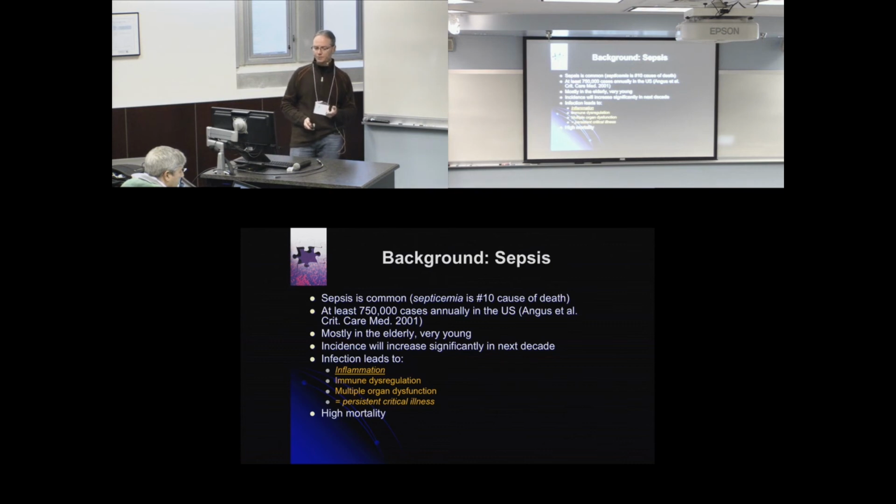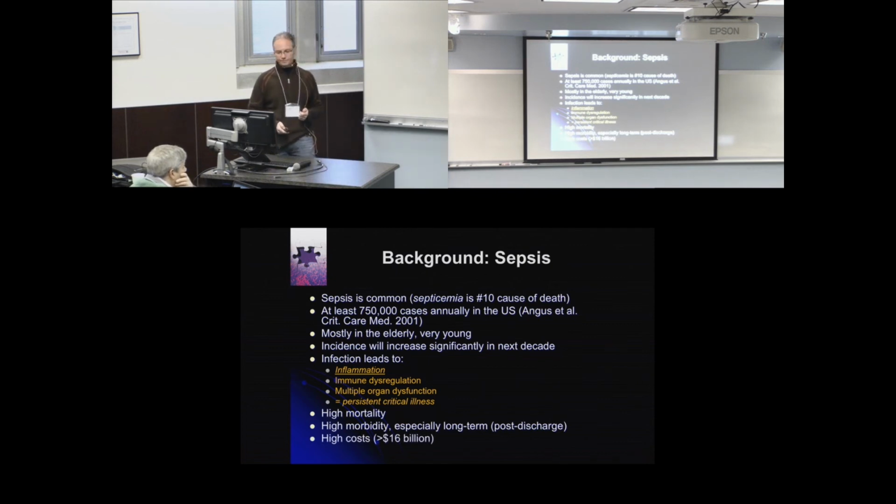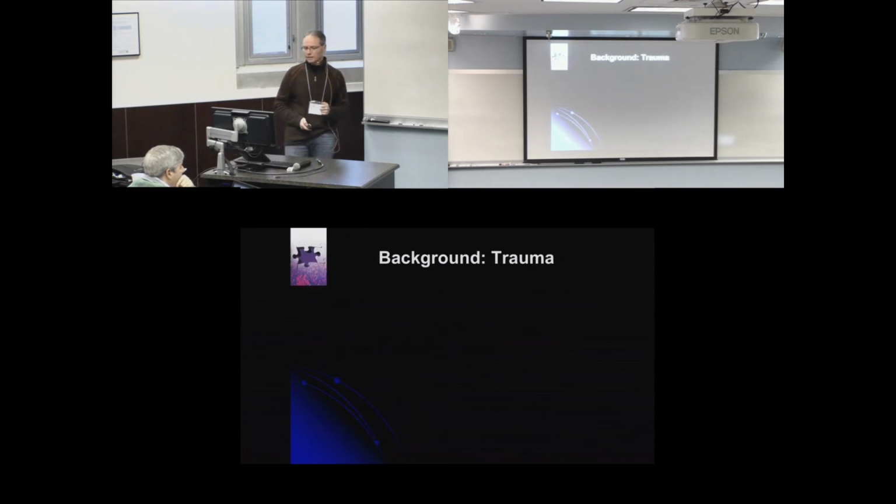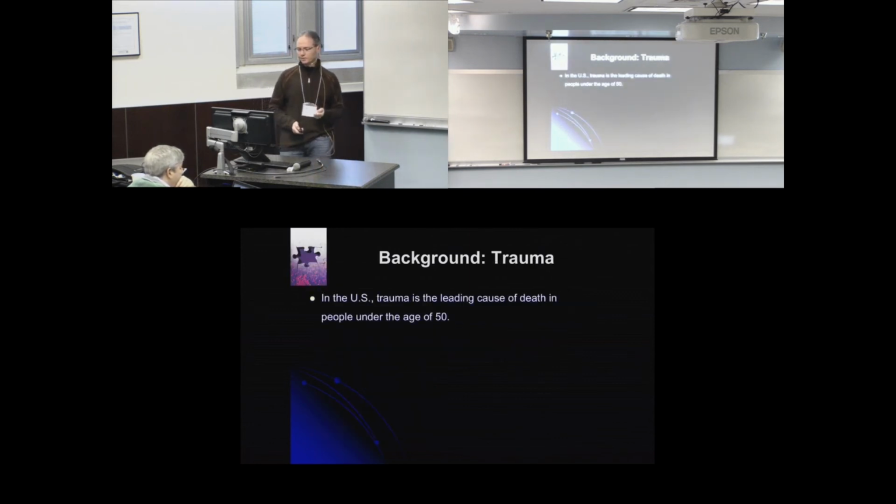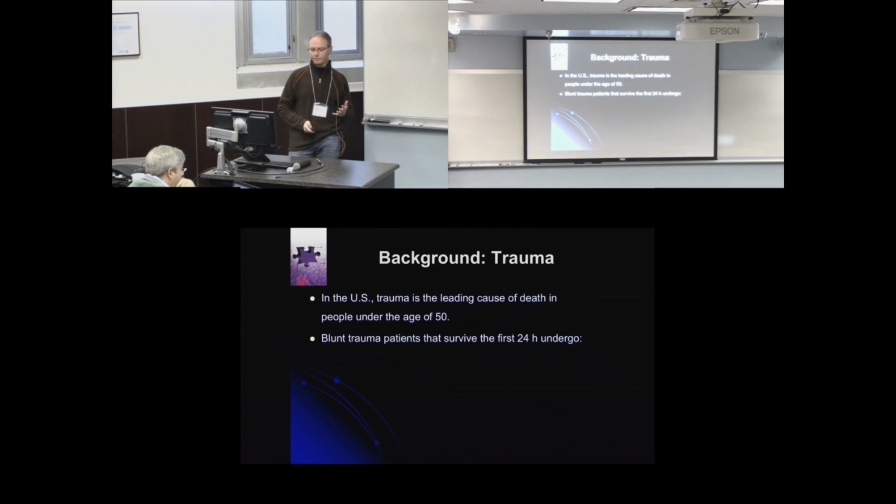So this is associated, at least in sepsis, with fairly high mortality, high morbidity, as I said, especially long-term post-discharge, and high costs. These estimates of $16 billion per year are really out of date by now, and this is only in the US. Trauma is actually fairly similar. It's the leading cause of death for people in their most productive years. Patients that survive, and we focus on blunt trauma, obviously you also have to think about penetrating trauma and more military type traumatic events that have their own set of characteristics. But in the civilian setting, blunt trauma, I think, is the major cause of this type of morbidity.